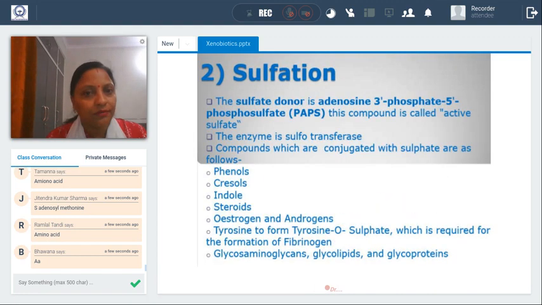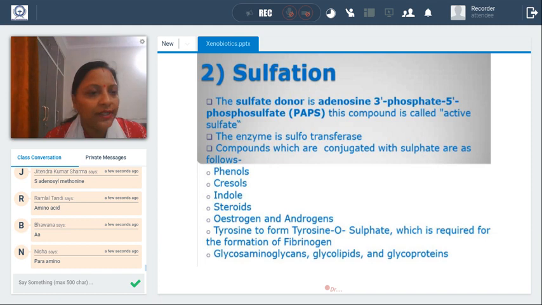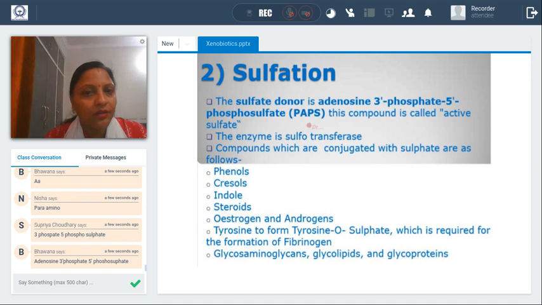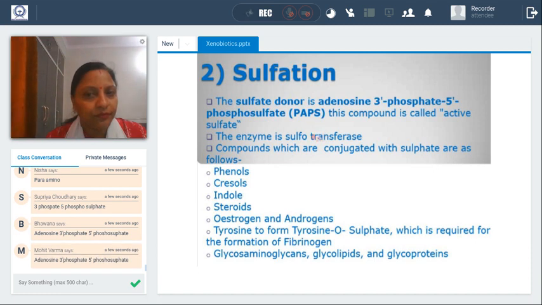What is PAPS? This is adenosine 3-phosphate 5-phosphosulfate. It is called PAPS. It is the sulfate donor, adenosine 3-phosphate 5-phosphosulfate. This is active sulfate, or a sulfate donor.